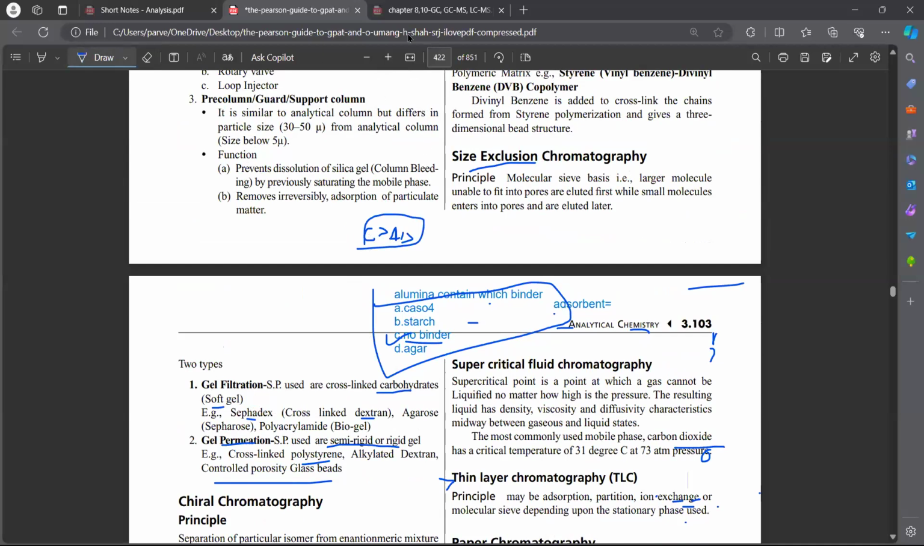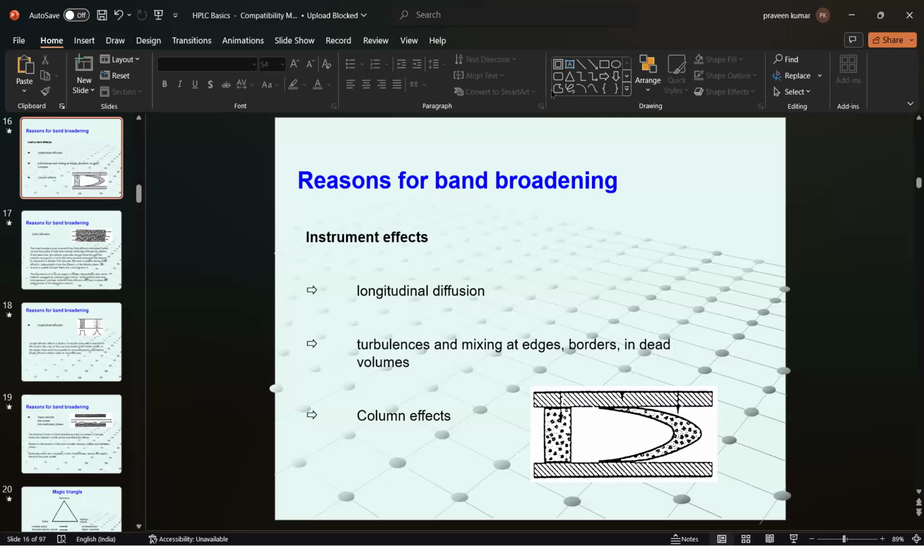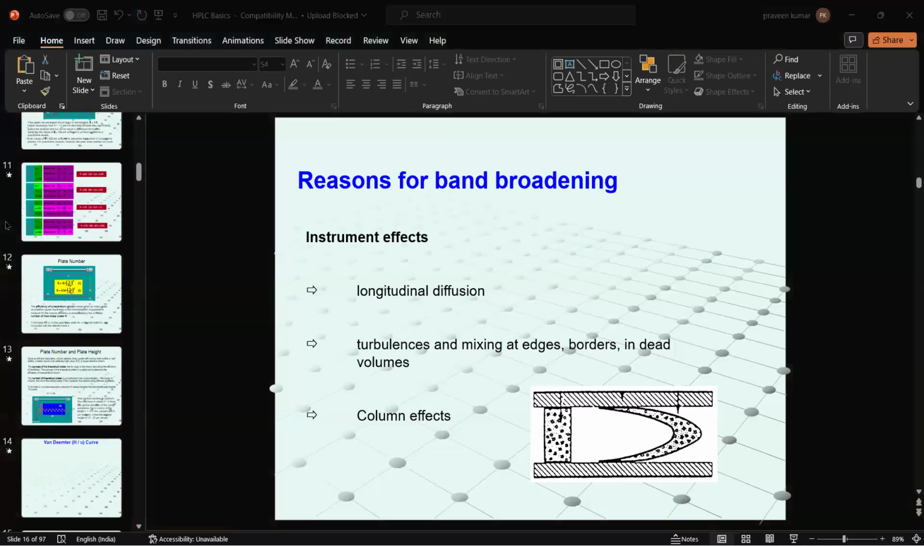So now let us have some discussion towards the HPLC. I think the screen is visible to everyone.